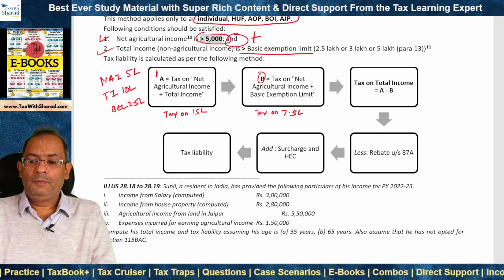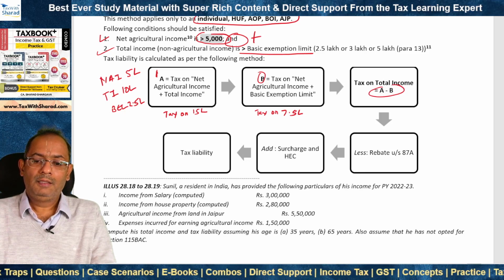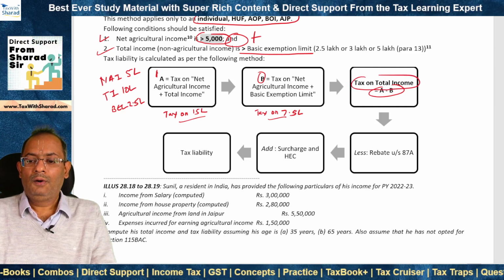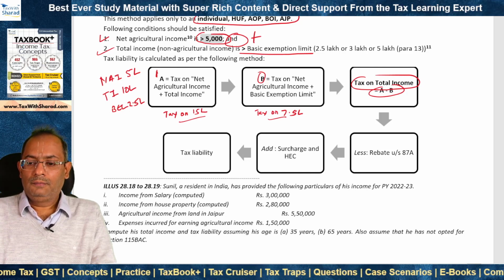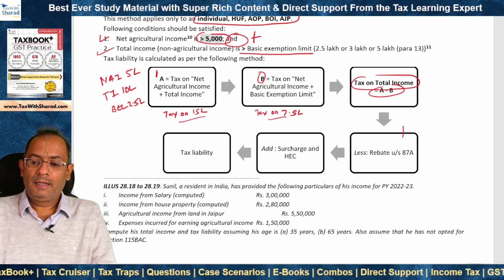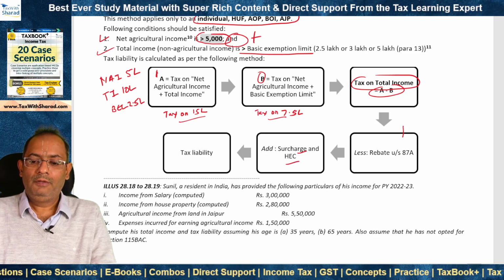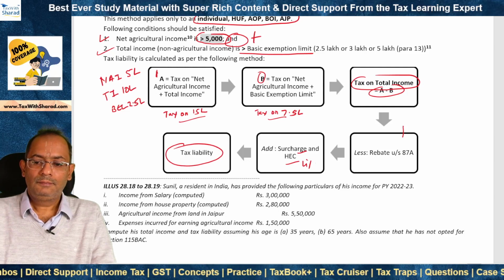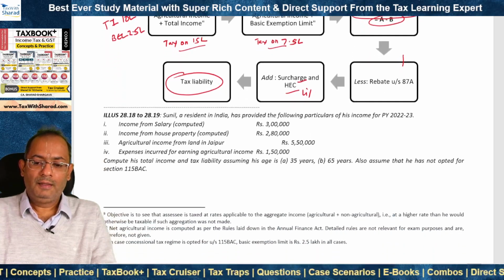And then what we do? We figure out the tax on total income, which is A minus B. So tax on 15 lakh minus tax on 7.5 lakh is actually the tax on total income. And as we discussed in the video on the rates of tax, we then need to deduct rebate under section 87A. We need to add surcharge as applicable, and then we need to add HEC at the rate of 4%, which gives us the amount of tax liability. So this is the method for partial integration of agricultural income.